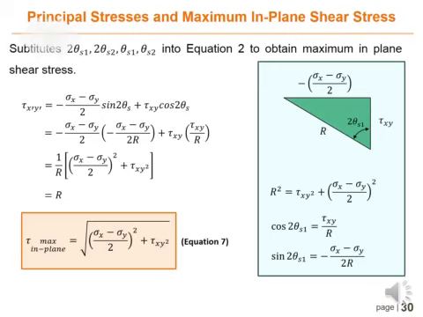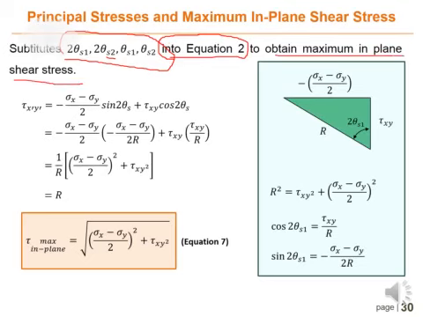Okay, and then substitute the roots that you get from equation number 6, which are 2 theta s1 and 2 theta s2, into equation number 2, which is for the shear stress in the x prime y prime axis. Then you can obtain the maximum in-plane shear stress. So you substitute these angles and you will get this equation. As you can see from this figure, I will simplify it and show you how we can get the tau maximum in-plane.